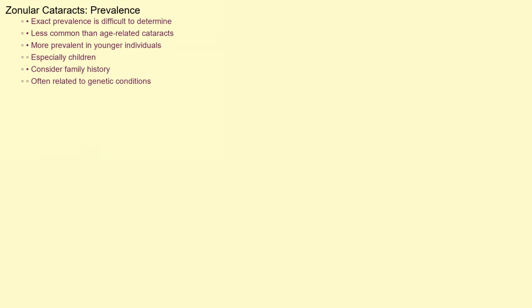Understanding how common zonular cataracts are can be tricky as exact numbers are hard to come by. They are less common than age-related cataracts. However, they are more prevalent in younger individuals, particularly children. Since many are related to genetic conditions, it's important to consider family history when assessing the risk.